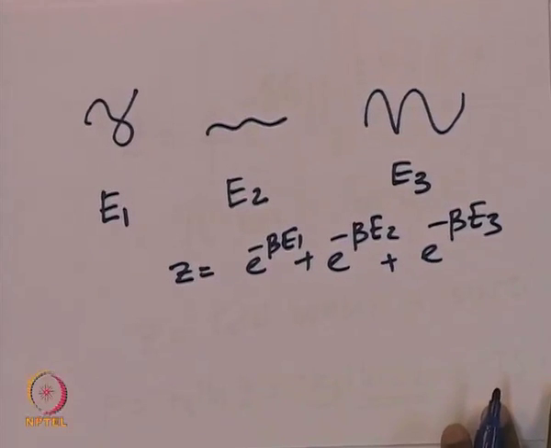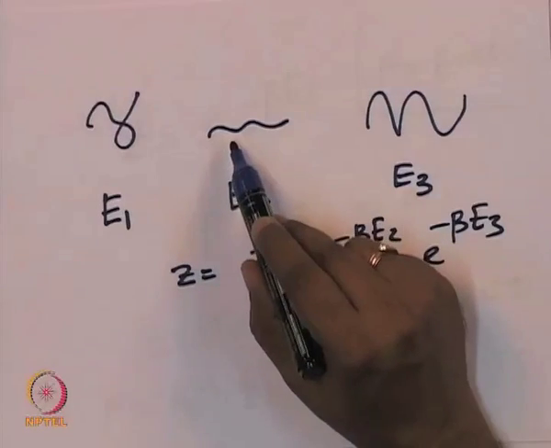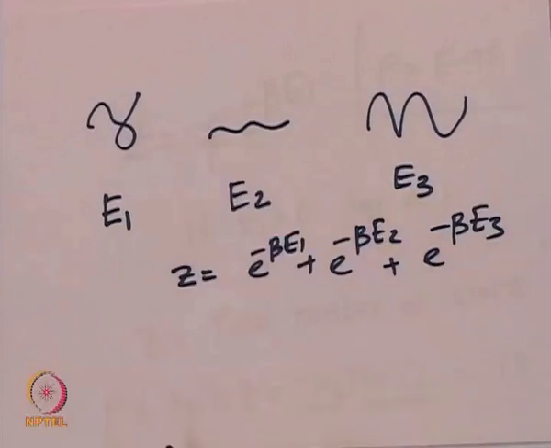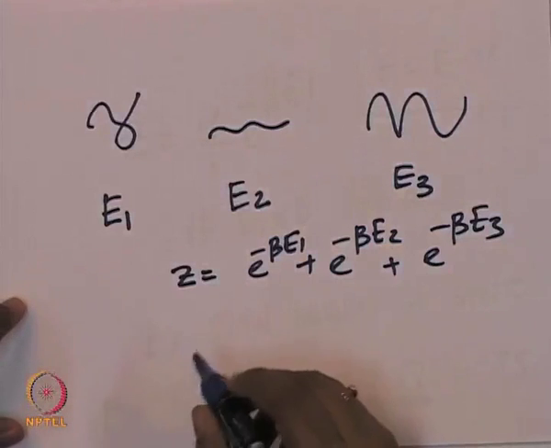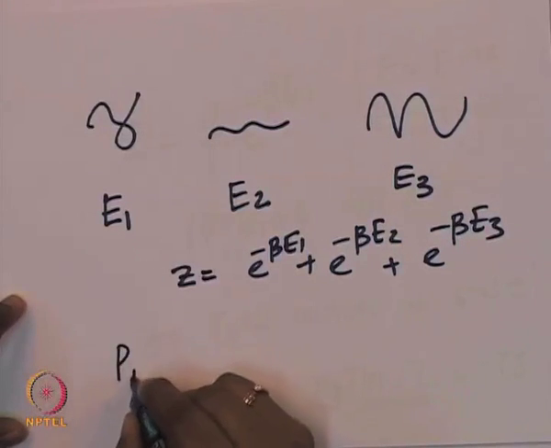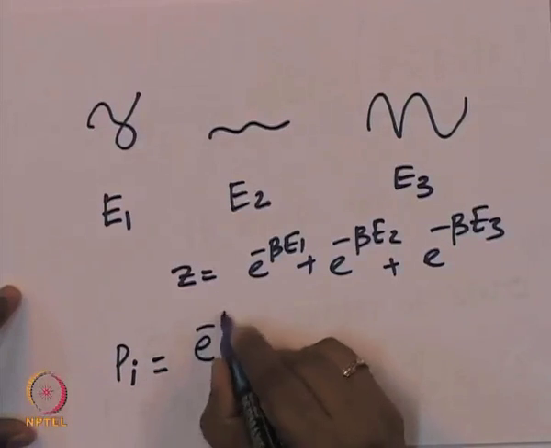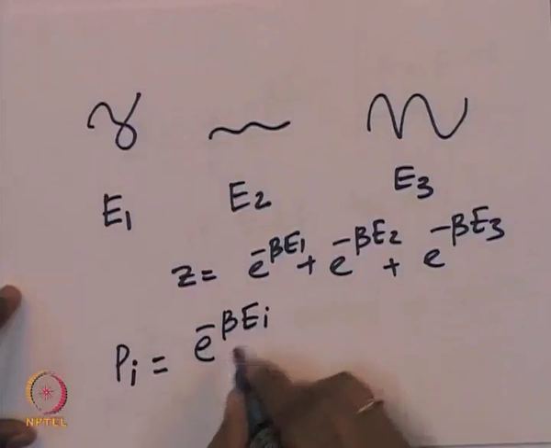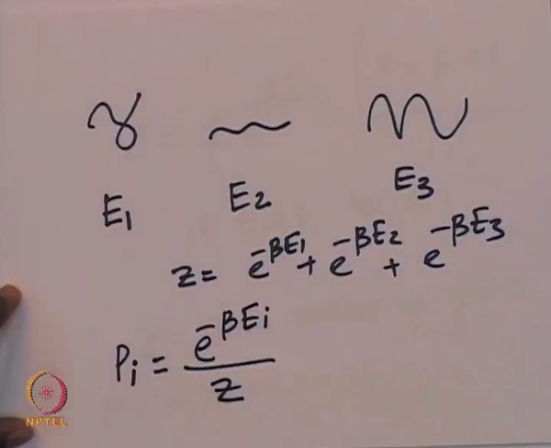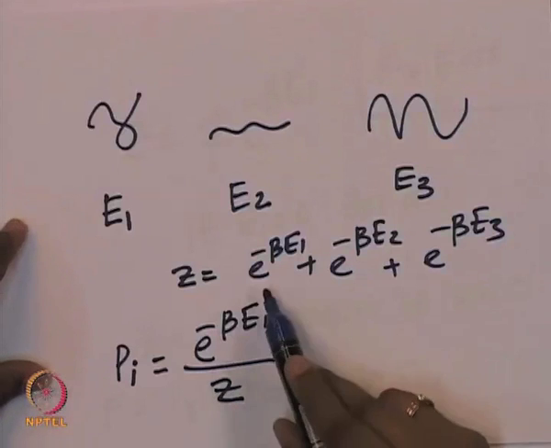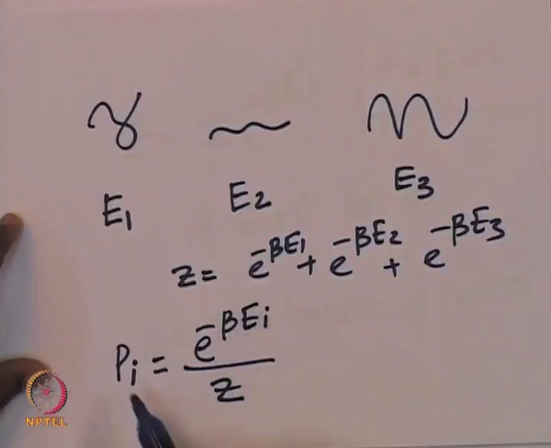Now, you can ask the question, what is the probability that you will find the system in this state? The answer is, the probability of finding a system in state i is e power minus beta times the energy of that state, divided by the partition function. So if you know the partition function and the energy of a state, you can know the probability of finding the system in a given state i.